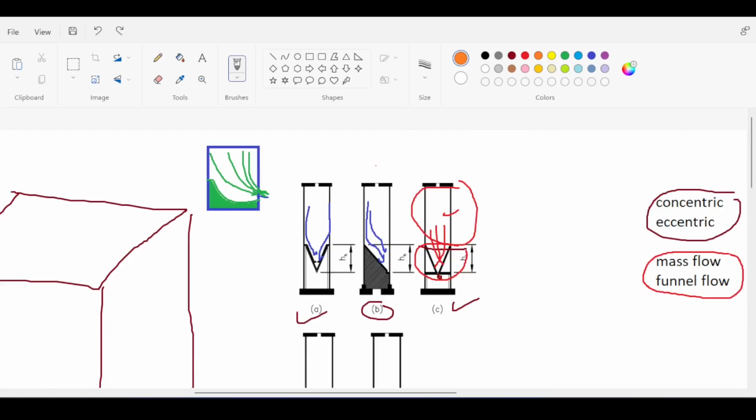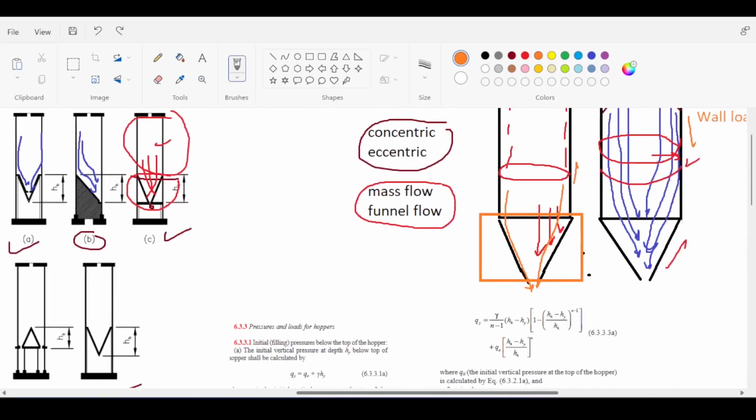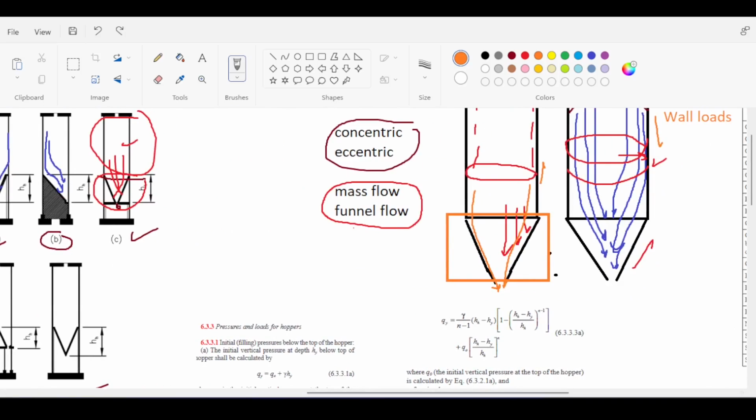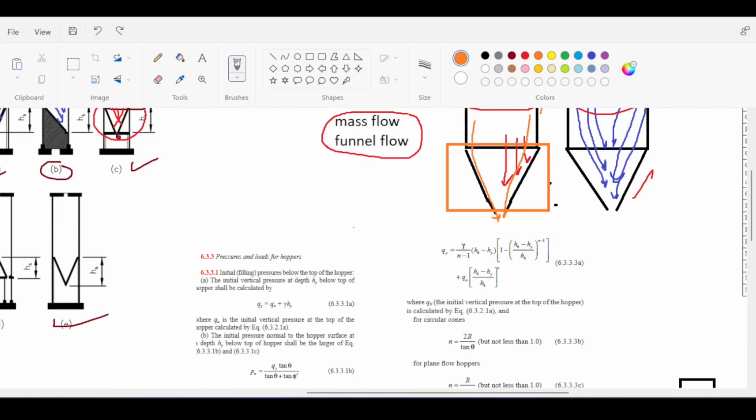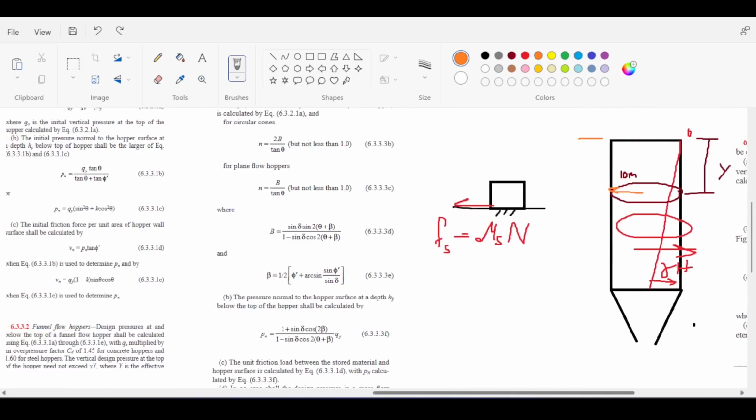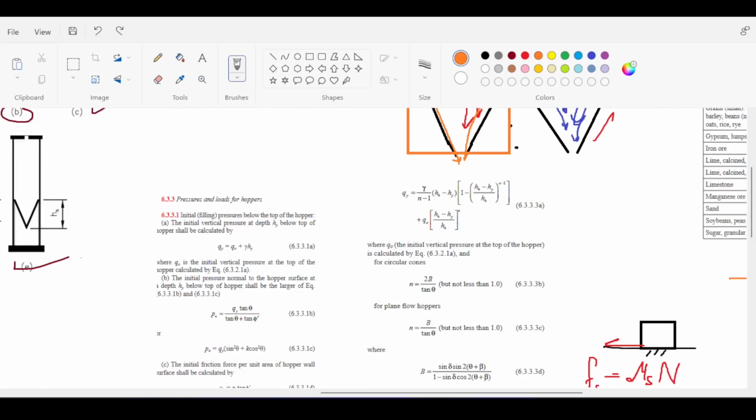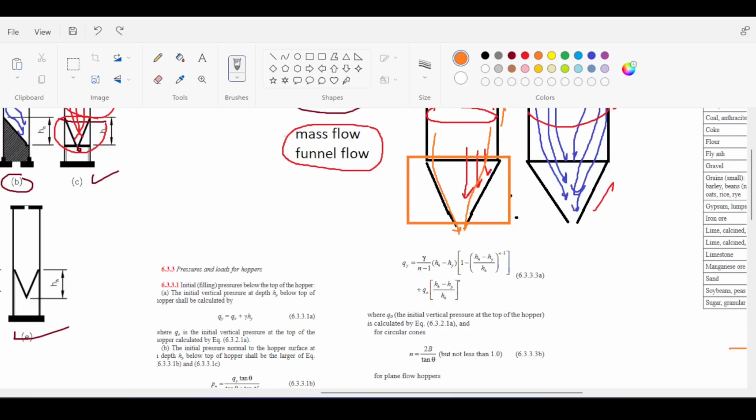All right, so we talked about mass flow, we talked about funnel flow, eccentric and concentric. The last option here is to talk about the loads on the hopper. And please notice that there are two basic actions you need to take into account. The first thing is the hopper loads under a mass flow, if the hopper is very well inclined, which means that you will have a mass flow, not a funnel flow, and the hopper under a funnel flow.